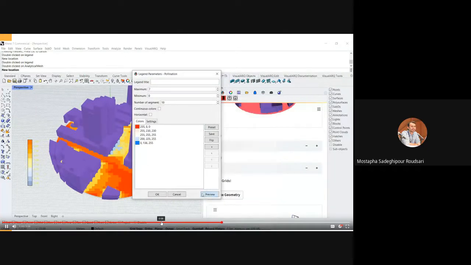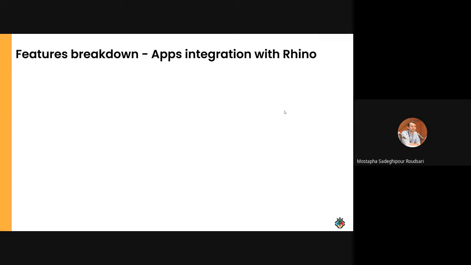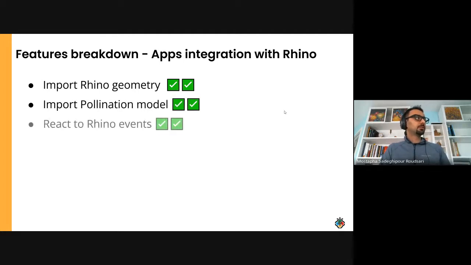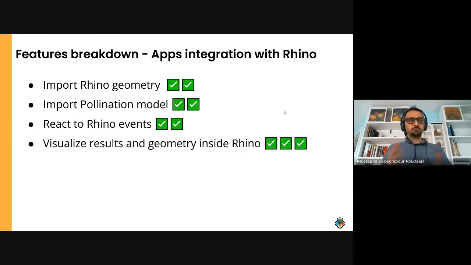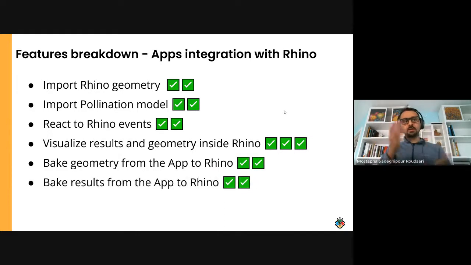And as I said, right now we only have it for Rhino, but they will be working at least from Revit, and we are also doing a test with SketchUp, which has been successful so far. Import Rhino geometry is currently working. Import Pollination model currently working. React to Rhino events currently working. So if you're changing something in Rhino, it can trigger the app, so you can have kind of a live workflow watching your model changes. Then you can visualize the resultant geometry inside Rhino, and you can bake geometry from the app to Rhino. So kind of like the overall workflow is working. We're trying to stabilize it and build more useful apps so we can see how to work with them.